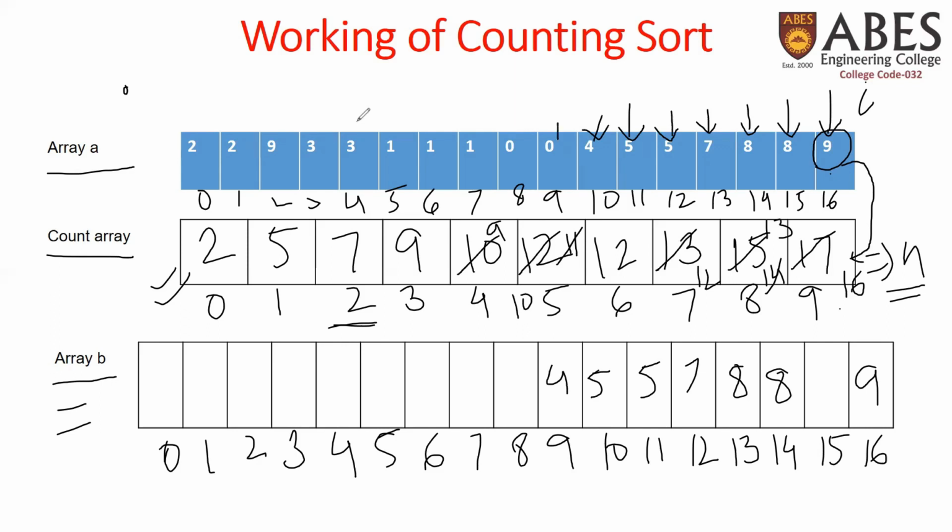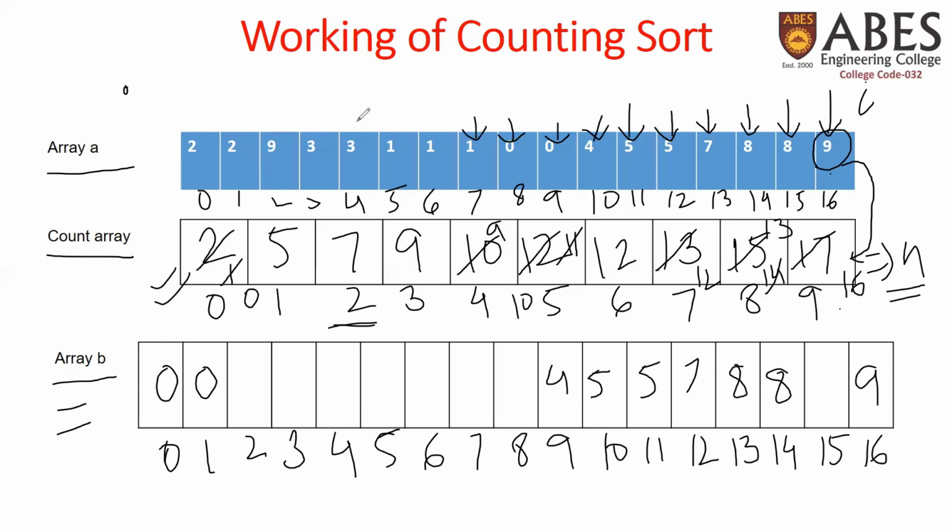Again decrement the counter, you are getting the 0. Go for the 0th index of your count array, the value is 2. Decrement it by 1 and at what position? First position you put the value 0. Again you are facing 0 here. Go for the 0th index of your count array and decrement the value by 1, that is 0, and at the 0th position put the value 0.